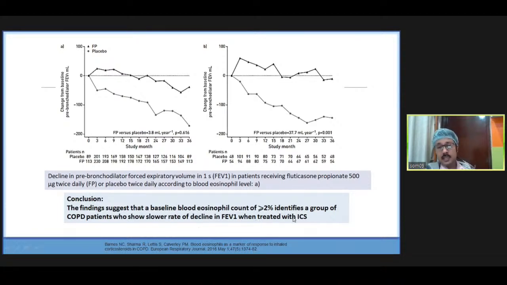So COPD patients are usually treated with a LABA, long-acting beta-2 agonist, and an anti-muscarinic agonist, LAMA. But there is also a group which has a peripheral blood eosinophil count of more than 300, and this variant of patients benefited from treatment with ICS, or inhaled corticosteroids. Here the study was done with fluticasone propionate.